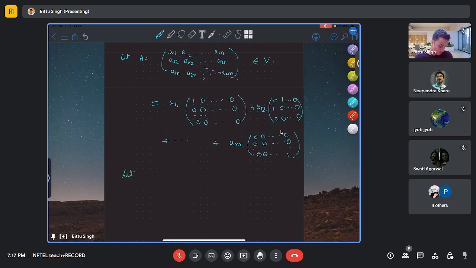You can take S, let S be the same as those matrices: 1 0 up to 0, 0 0 up to 0, 0 0 up to 0, and similarly all the other matrices. Here it will be 1 1, and everything else will be 0. Similarly 0 0.